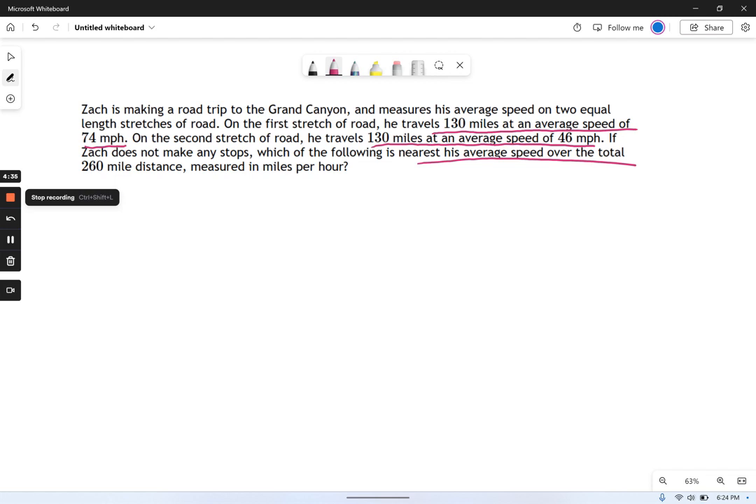And you might be thinking, okay, I know how to do averages. You just add them together, divide by 2. Well, if you add 46 and 74 divided by 2, you're not going to get the right answer here. And here's what's going on.